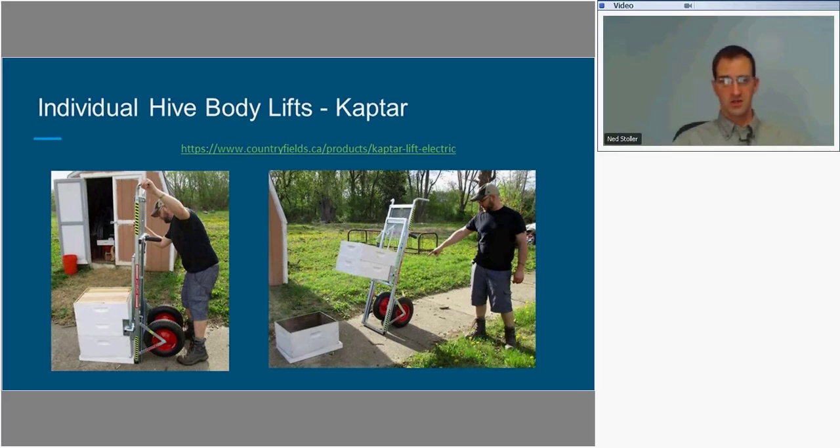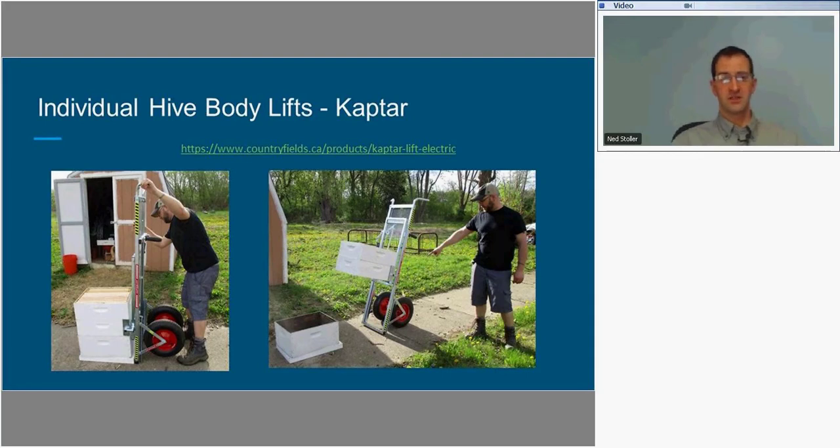So the only supplier on this side of the Atlantic Ocean is Country Fields in Canada, and they have both options, the electric and the hand-cranked Kaptar lift. The only drawback of this machine, well, one drawback is the cost of it. The other is that the dolly wheels are very narrow, close together, and Adam reported that it's a little bit tippy if you're moving hives or hive bodies on a side hill.